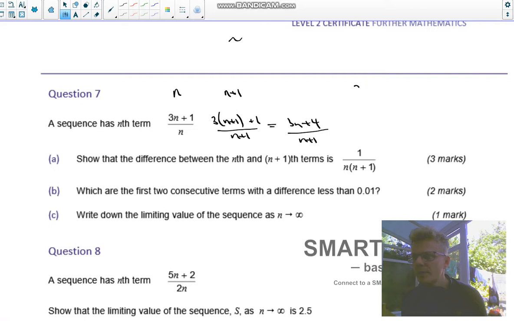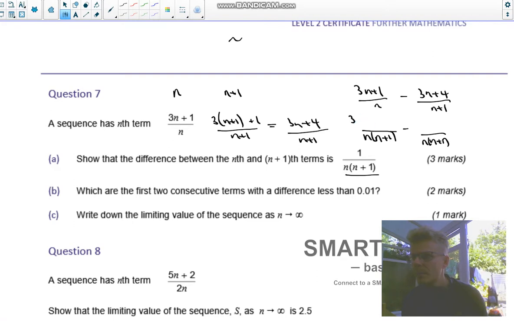So we will do 3n plus 1 over n, the nth term, minus 3n plus 4 over n plus 1. So we need a common denominator, so that common denominator is going to be n times n plus 1. I wouldn't bother expanding it, it doesn't achieve anything, and also that's what we want in the answer. So what's happened to this one? It just got n plus 1 times bigger, and the numerator does as well, so we've got 3n plus 1 times n plus 1, minus this one, which got n times bigger.